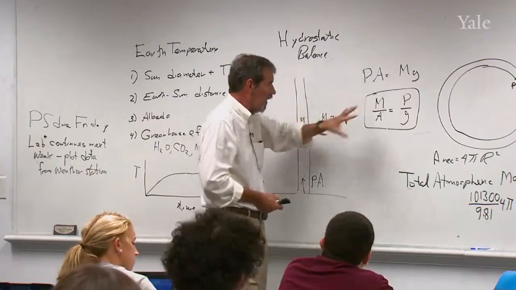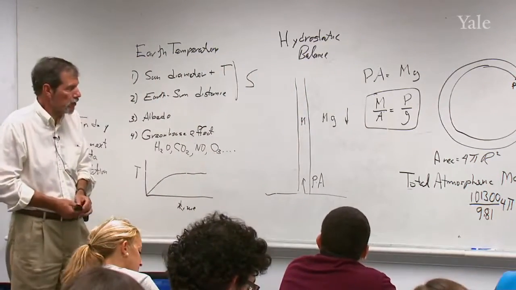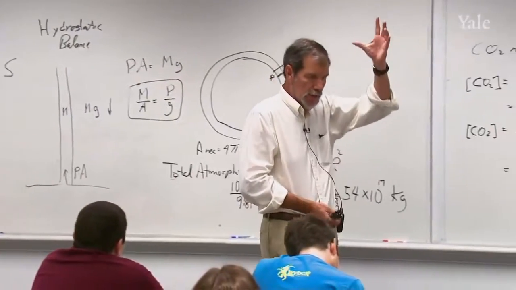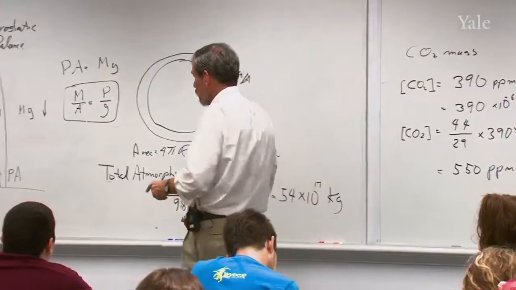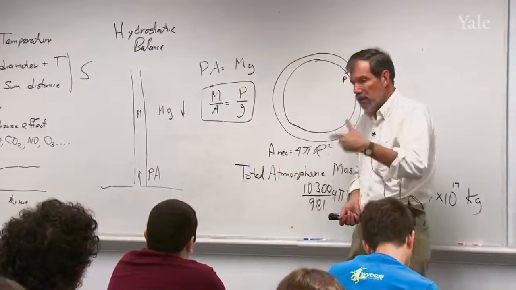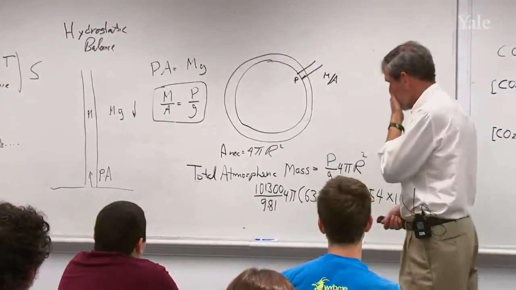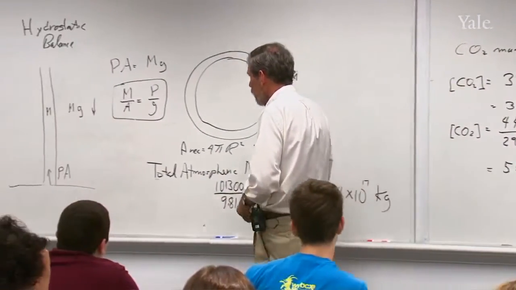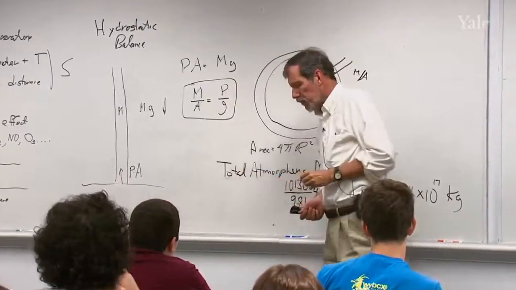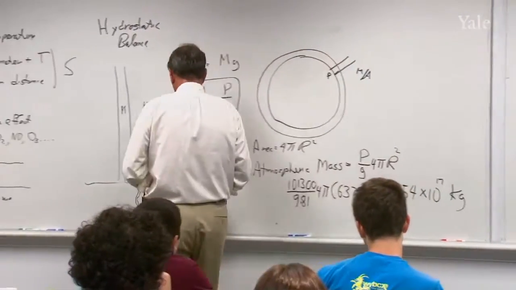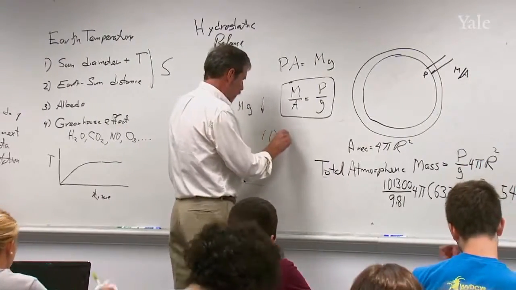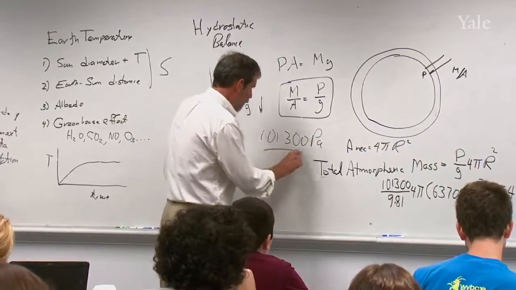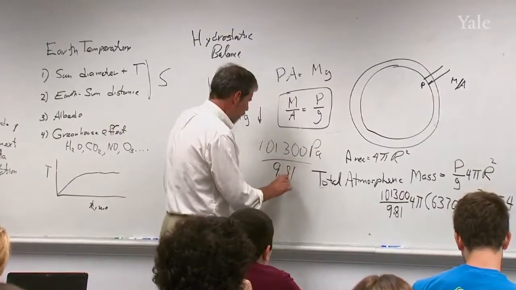So that's the basic assumption, and that's the basic equation that results from it. The mass per unit area in a column reaching from sea level to outside the atmosphere is just given by the pressure at sea level divided by the acceleration of gravity. Now, we could do a quick calculation of this. For surface pressure, I would put in about 101,300 pascals. And I would divide that by 9.81.